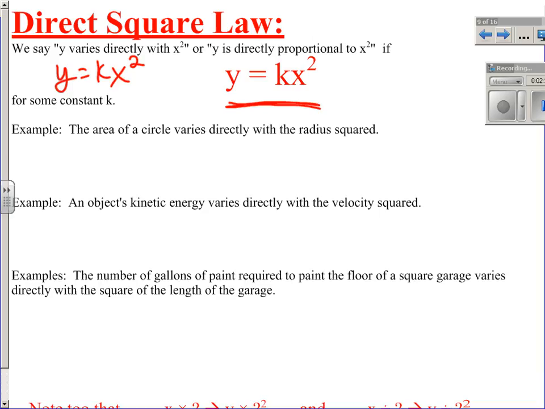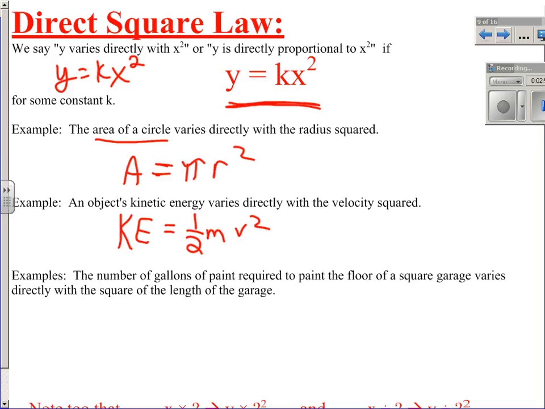All right. So examples you've seen before. Area of a circle varies directly with the radius squared. Area of a circle is pi times r squared, right? So A is the same thing as Y. Your constant K would be pi, and then your radius is X, right? Okay, so that's an example. Another example, kinetic energy. We just did this, right? Kinetic energy is 1/2 mv squared. So Y would be the kinetic energy, X would be the velocity, and then your constant K would be half of whatever your mass is. Okay, because you know the mass of an object doesn't generally change, so half of the mass would be a constant value.